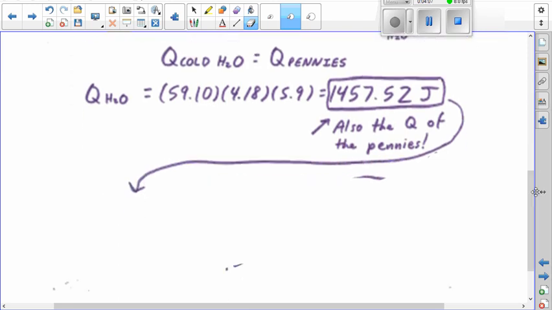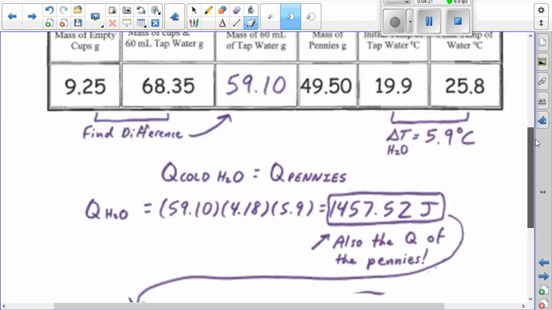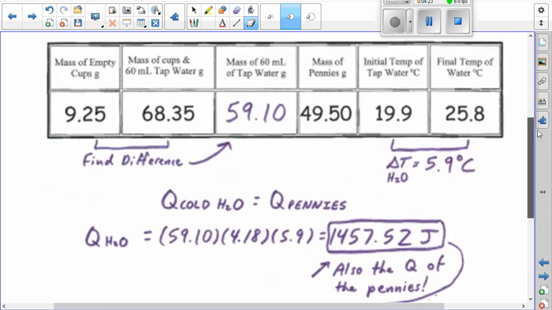So now that we know the Q of the pennies, we can set that equal to the M, C, and delta T of the pennies, and we can solve for our C. So here's the Q of our pennies. It's the exact same energy that the water gained. The mass of those pennies is 49.50. Again, notice that we used a different mass this time.